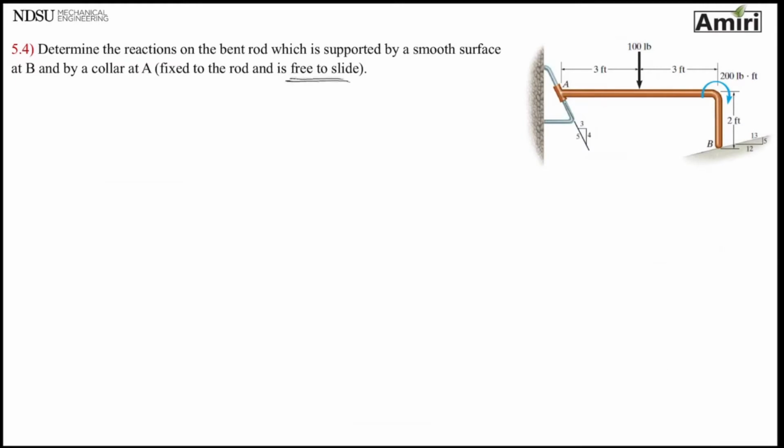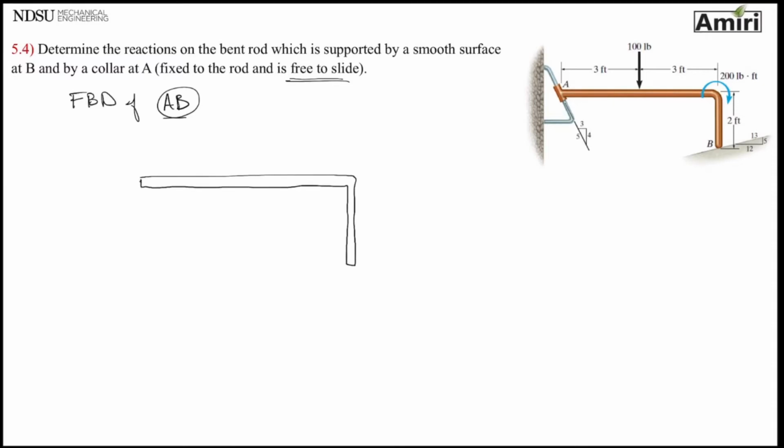So the first step is a free body diagram of the rod AB. That means outline it, isolate it, remove every support. If you want to really get artistic, at point A you can draw the collar, but it doesn't really matter.